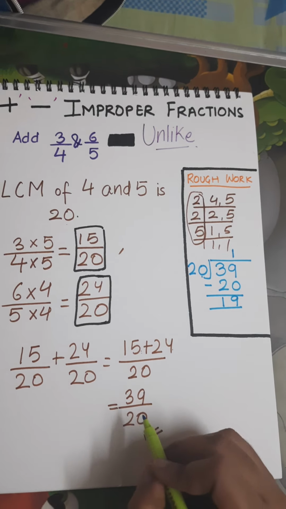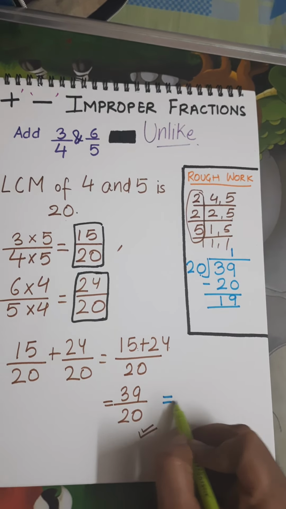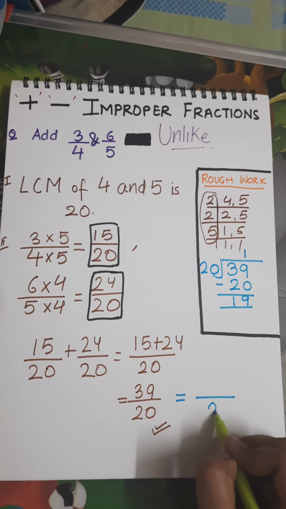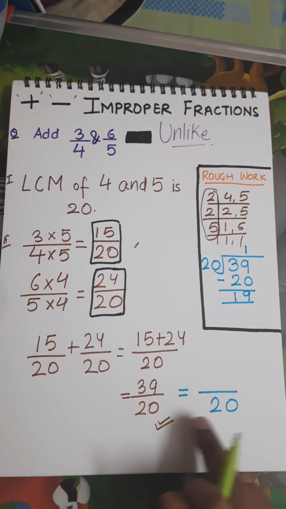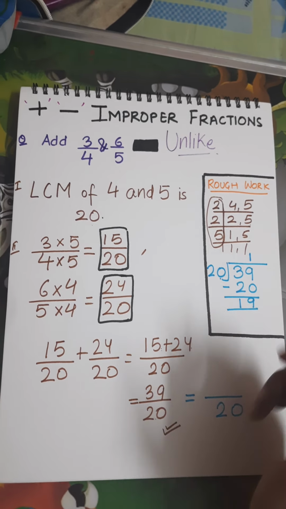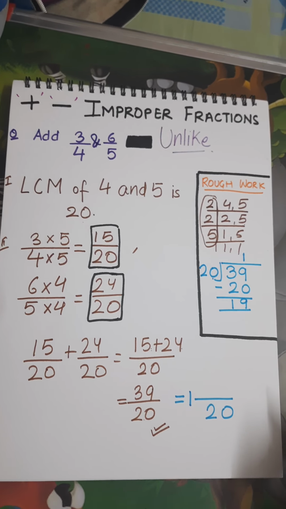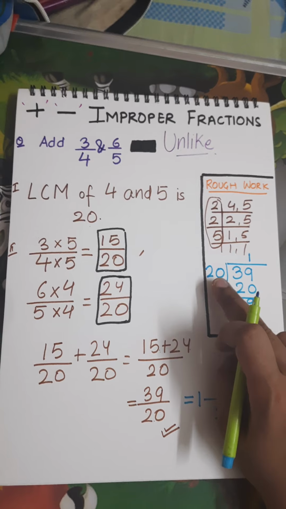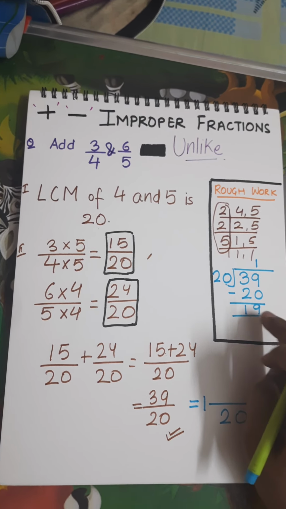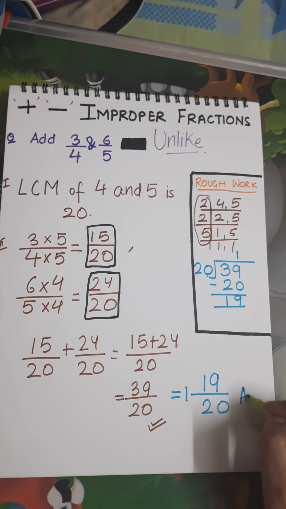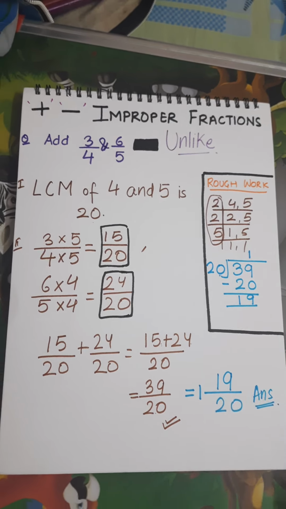So every time we have to convert into a mixed fraction, remember students, the denominator remains the same. The denominator remains the same. The quotient that I have got will come here on the left hand side. It is the whole part, and my remainder comes as my numerator, and this is my final answer.